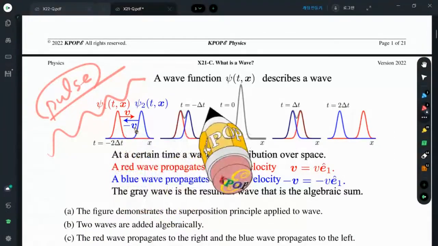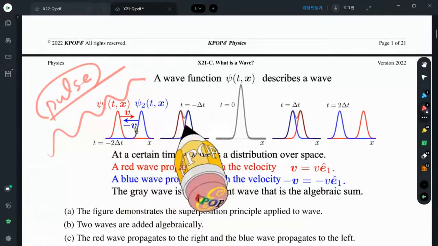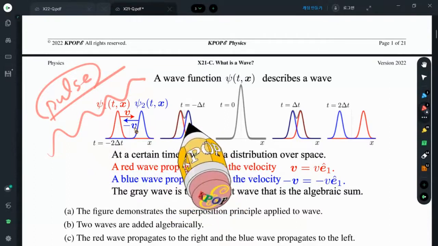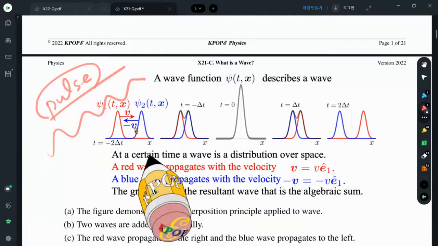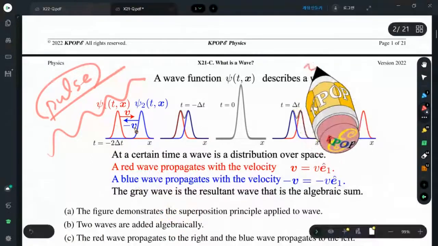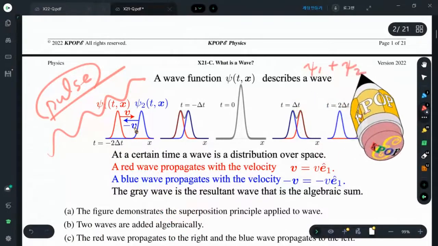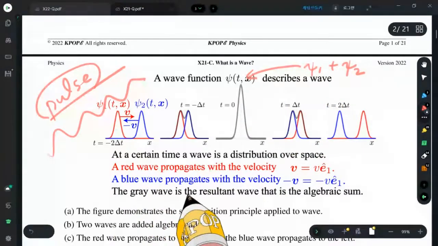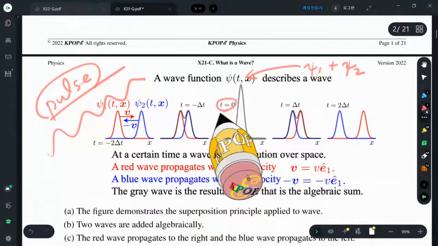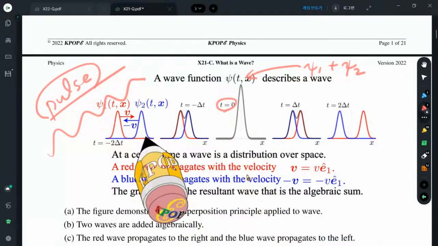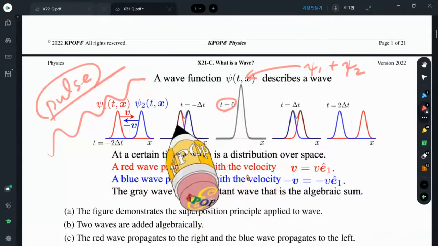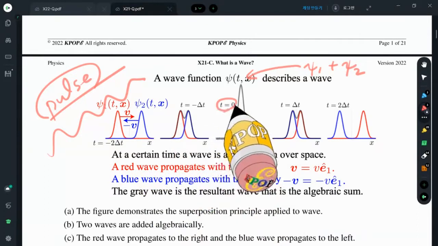and as time develops, they have some overlap, and the gray curve shows the resultant wave of the two waves. That means it is an algebraic sum. Psi1 plus psi2 is the resultant wave. And at t equals exactly 0, the two waves overlap. That means it is exactly twice of each wave at this point.